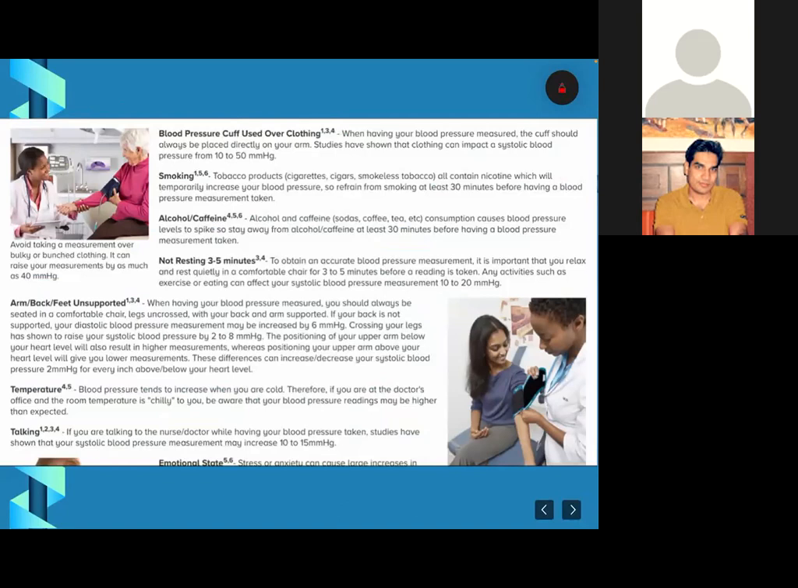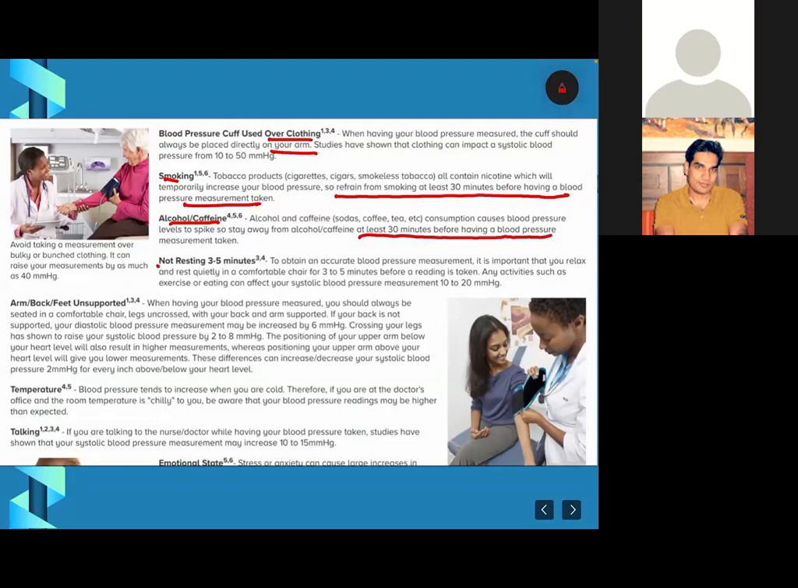Blood pressure over clothing: we should not measure over clothing. It should be on a bare arm. Next, tobacco smoking and cigarette smoking also increase it. So refrain from smoking at least 30 minutes before having a blood pressure measurement. Likewise, if a patient has had alcohol or caffeine, it also increases. Soda, coffee, all caffeine included. It is also advised that these be stopped 30 minutes before.